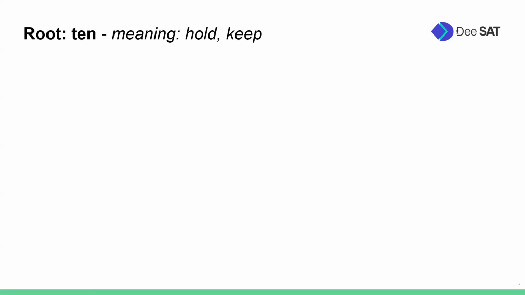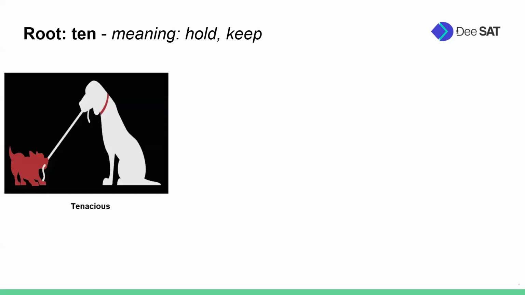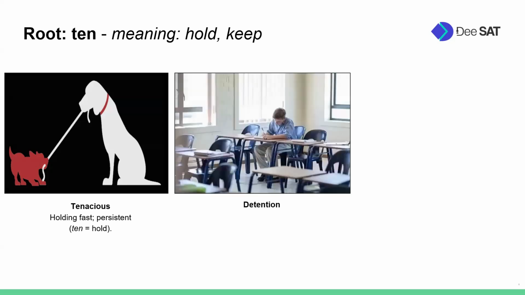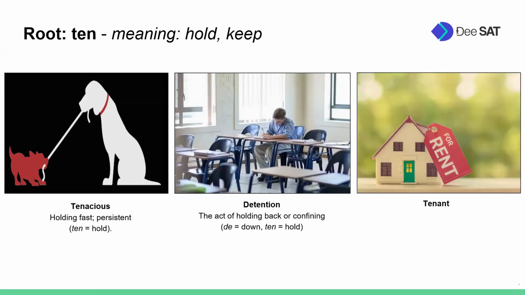Let's talk about the root ten, which means to hold or keep. Word tenacious. I already know that the root word means to hold or keep. So tenacious means someone who is holding fast or persistent. Then we have detention. And again ten means to hold or keep. Detention means the act of holding back or confining someone in a place. Lastly, tenant. So basically a person who holds a lease on property. All of these words are using the root word ten, which means hold.